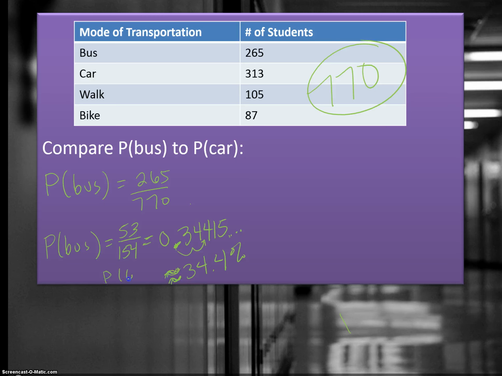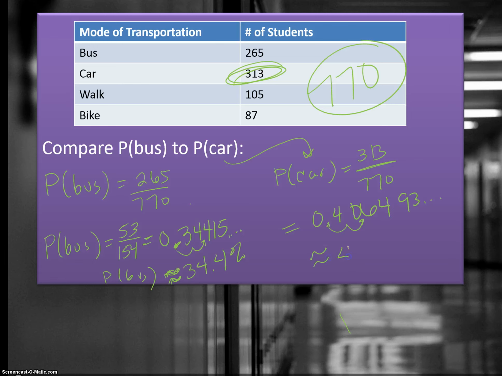Now the probability of riding the bus. The probability of riding in the car, P of car, is 313, which we got right here, out of my total of 770. So 313 divided by 770 is equal to the decimal 0.406493, and again irrational. So I move that decimal 2 spots to the right, and I get approximately 40.6%. So if I wanted to compare which one's greater, the probability of car is greater than the probability of the bus because it has a bigger number.